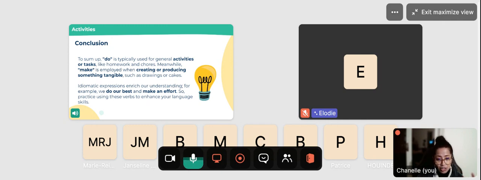Idiomatic expressions enrich our understanding. For example, we do our best and we make an effort. So practicing these verbs enhances your language skills. So you can practice these verbs.